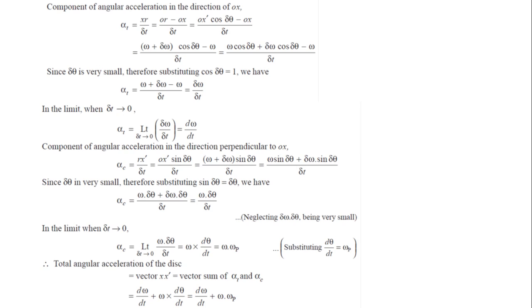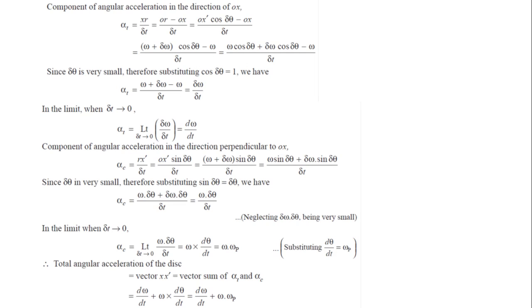Using this notation and substituting the value of OX dash, that is omega plus del omega, and substituting OX as omega, what will we get? As del theta is very small, you can substitute cos del theta equal to 1, and when you substitute all these things, omega and omega get cancelled, so we get del omega by del t. When the limit del t tends to 0, you get the alpha t value as d omega by dt. So d omega by dt is nothing but the angular acceleration only, because I told you omega is the angular velocity and angular acceleration will be d omega by dt.